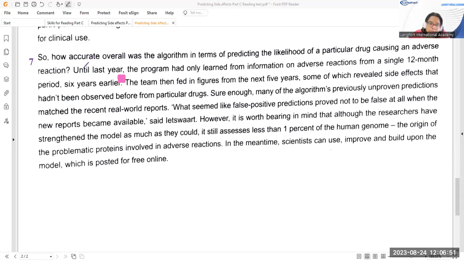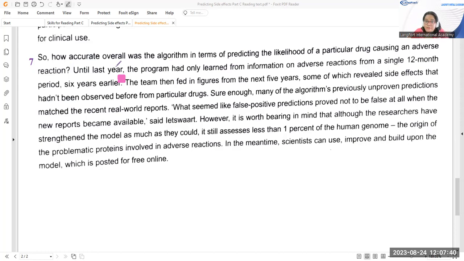Then the writer goes on to say that until last year, the program only learned from information on adverse reactions from a 12-month period 6 years earlier. So until last year, whatever information this algorithm learned was from adverse reactions reported over a 1 year period, 6 years earlier. They reported various adverse reactions, and the algorithm only learned information from that. Over a 12-month period, 6 years ago, that was all the program had learned until last year.